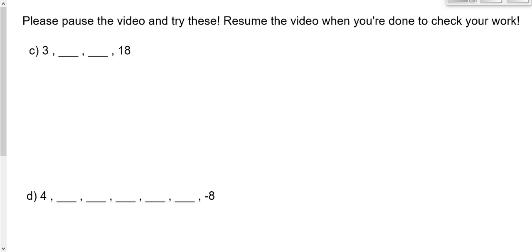All right, so you should have paused the video and worked on these 2 problems. Let's go ahead and check your work. So we're going to go ahead and try C. For example C, in order to find our common difference, all we have to do is find the value moved, which should have been the last term, 18, minus the first term, 3. So our numerator here would have been 18 minus 3, which is 15.